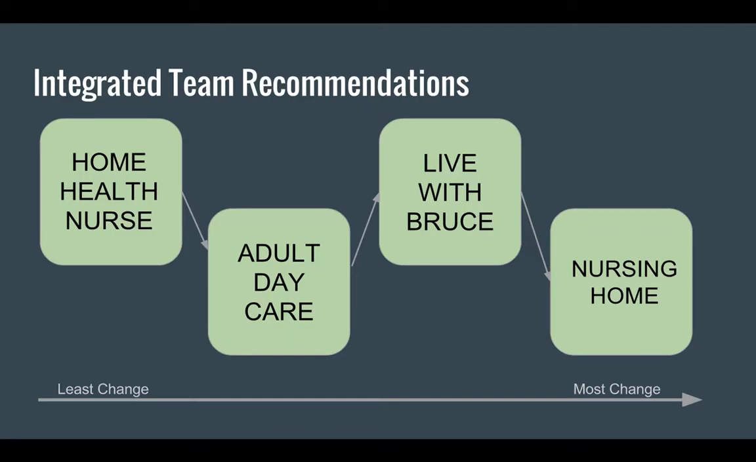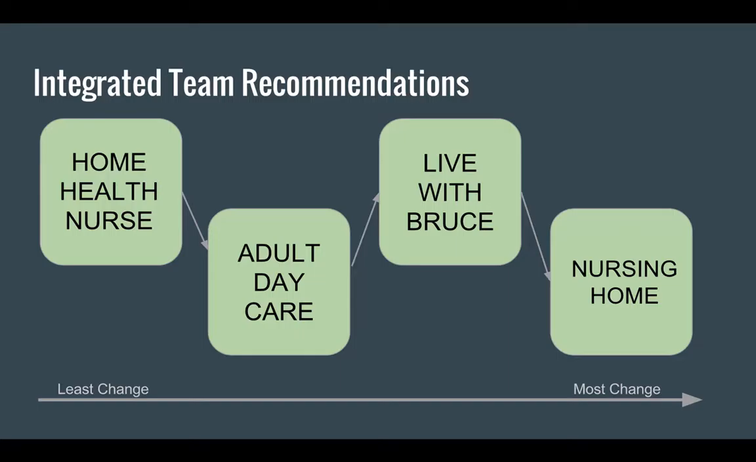Now, given our goals and Mrs. Johnson's current situation, we would like to place her in a permanent care solution. We've come up with 4 potential solutions. So here are our integrated team recommendations that we would like to discuss with Mrs. Johnson. They go from the least amount of change to the most amount of change, and we'd like to see what Mrs. Johnson is most comfortable with and what we feel comfortable with, and kind of meet in the middle so that way we can find a productive solution long term.